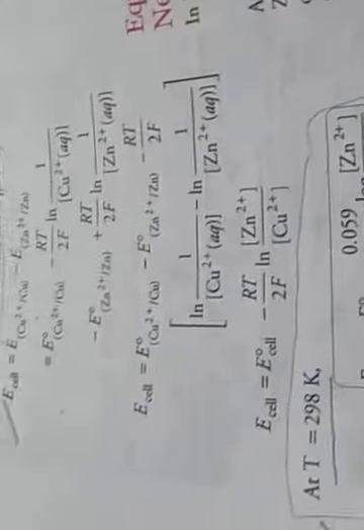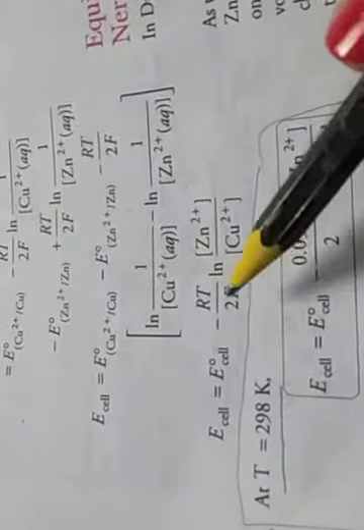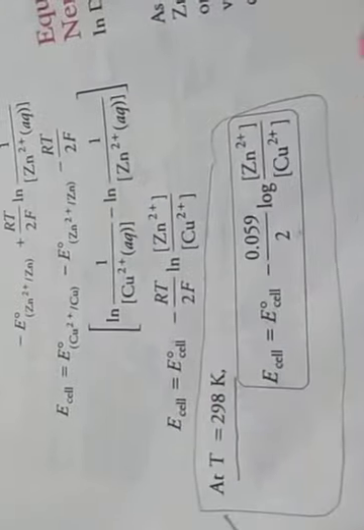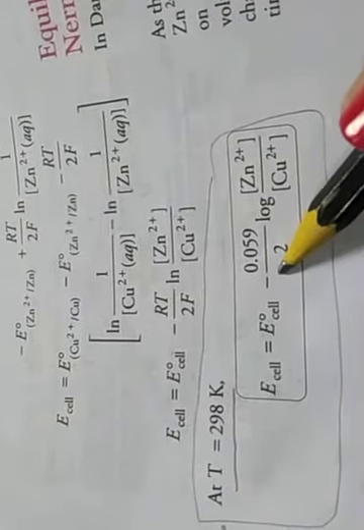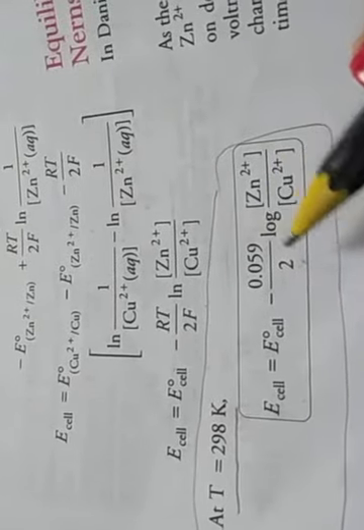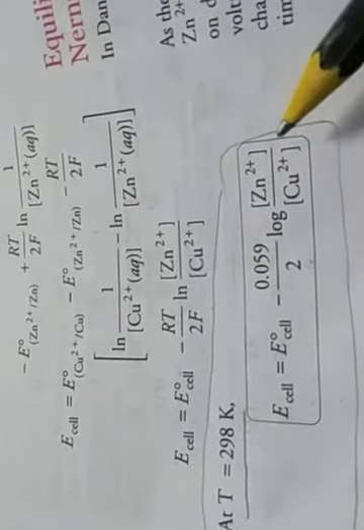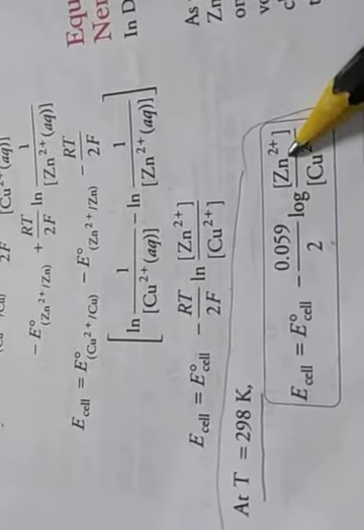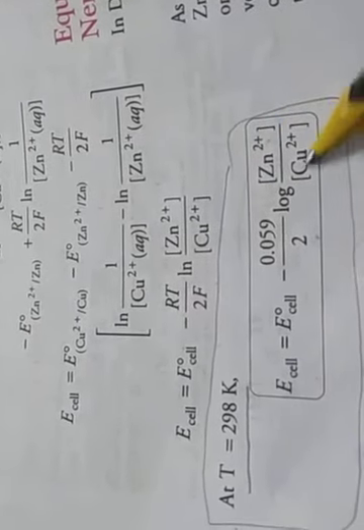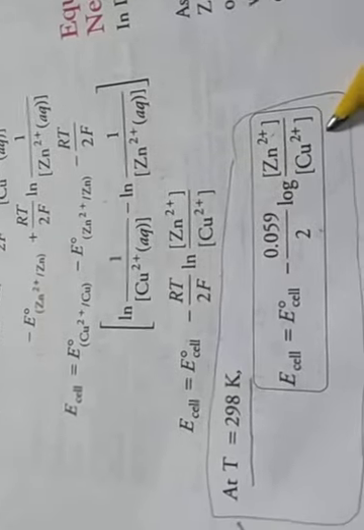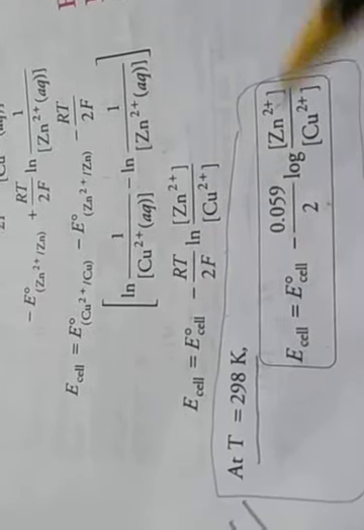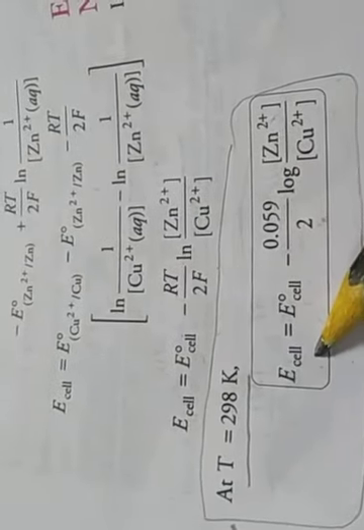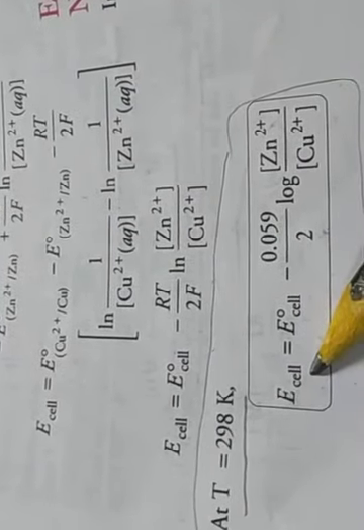Okay, at 298 Kelvin temperature, putting in the constant values, the formula becomes E cell is equal to E naught cell minus 0.059 upon 2 log Zn2+ upon Cu2+. In a sum, whenever the Zn2+ value is given and the Cu2+ value is given, and the E naught cell, the standard cell potential, is given, we can easily find the cell potential. Okay, clear?